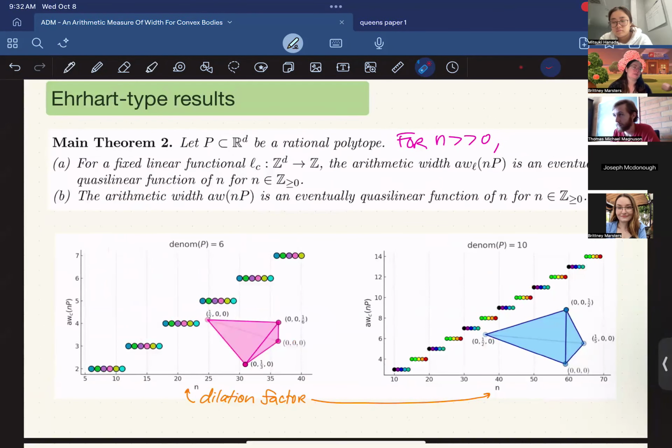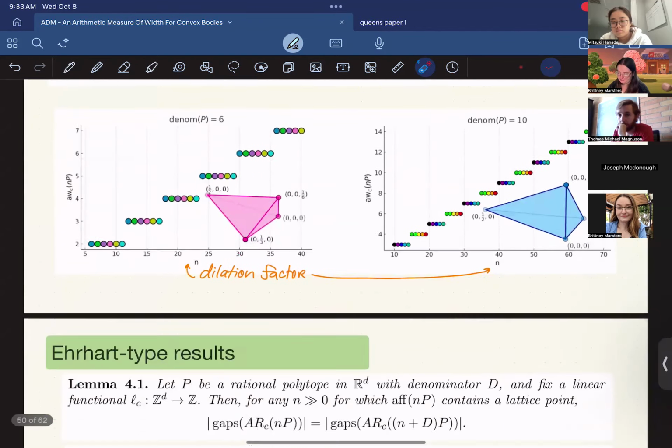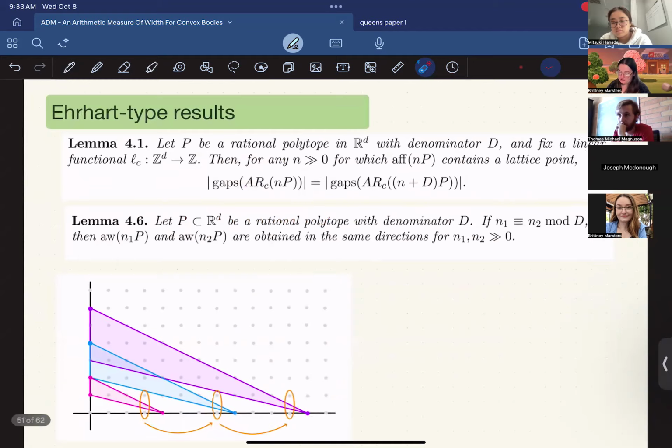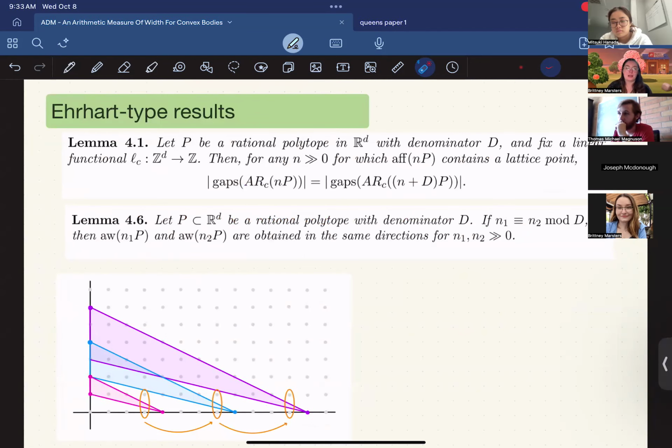And in order to prove something like this, we're going to have to think a little bit more of that idea that as we dilate our polytope, we are translating the gaps kind of uniformly in some sense. So the proof sort of has the 2 following main ingredients. The first is sort of what we just said, which is that if I now add a copy of the denominator of the polytope to my dilation factor, the number of gaps I get is the same. And once again, this is just that idea that as I dilate, I am translating the gaps.